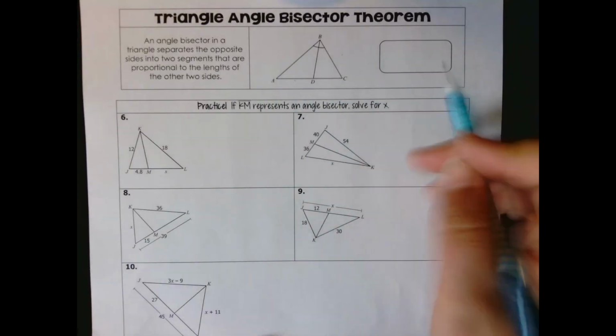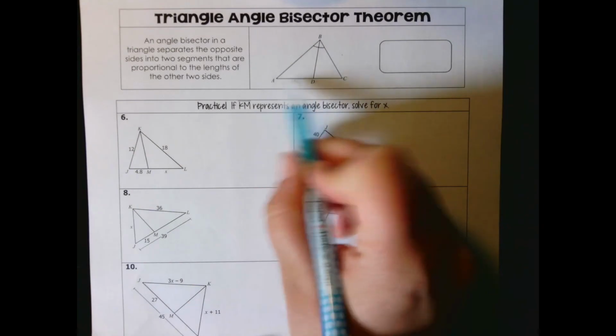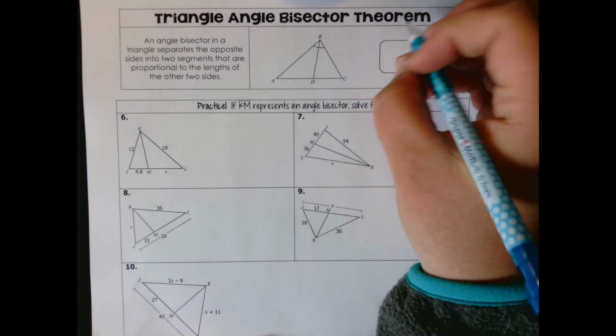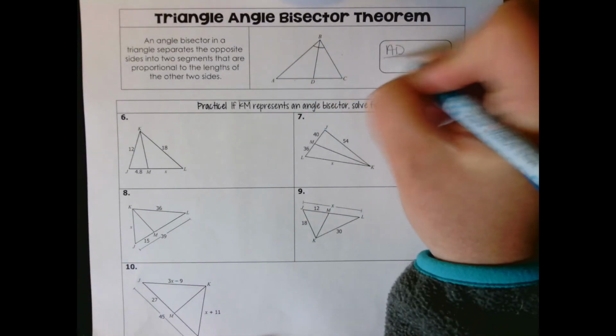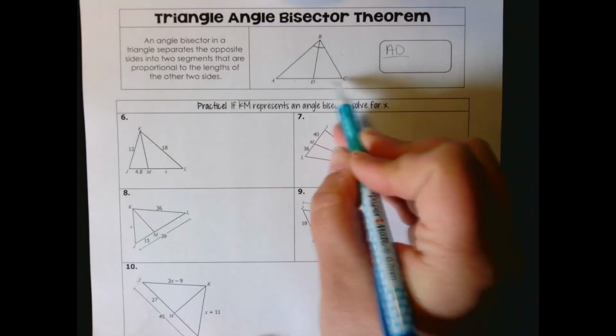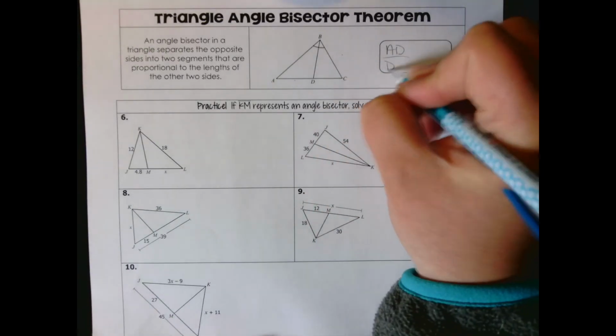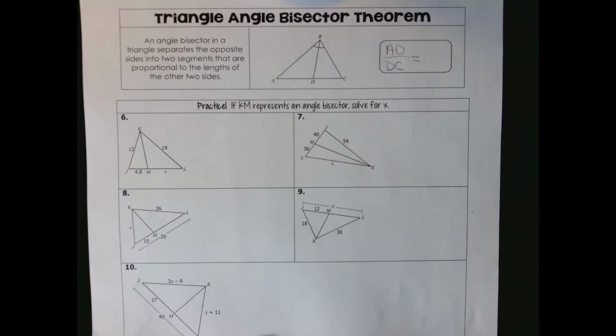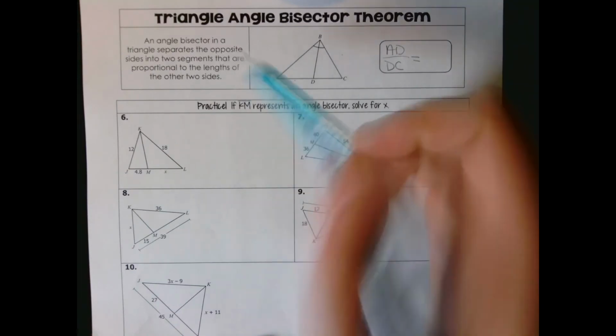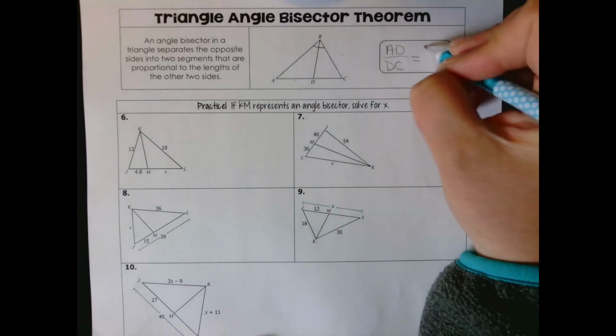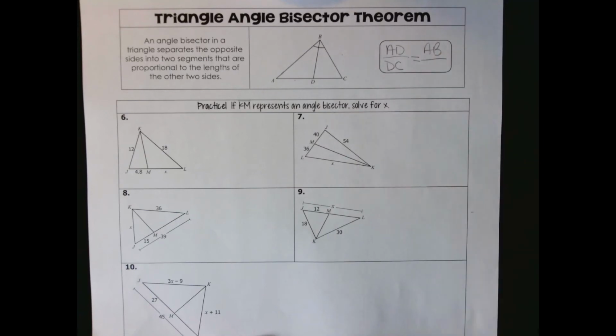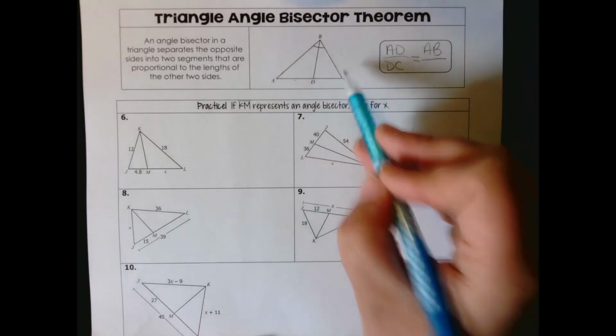So when we set that up, I'm going to have the first segment that it's divided into, AD, over that second segment it's divided into, DC, equals the ratio of the other two sides, so AB, over opposite side, BC.